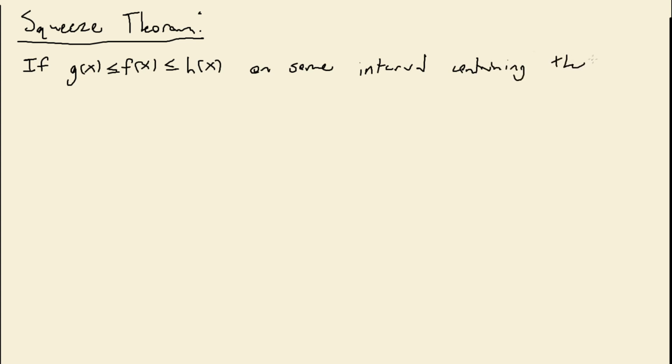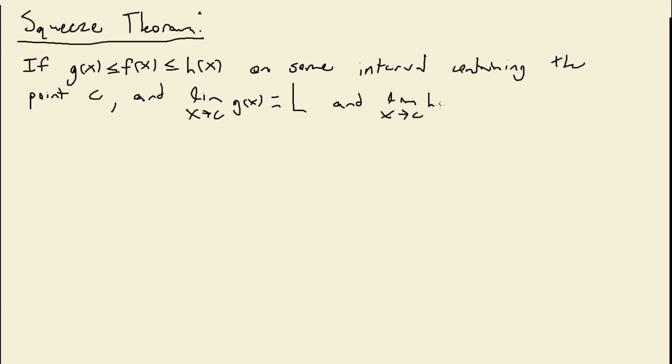It says that if the value of some function g of x is always less than or equal to the value of some other function f of x, which is in turn less than or equal to another function h of x, on some interval containing the point C, and the limit as x approaches C of g of x is equal to some value L, and the limit as x approaches that same point C of the function h of x is also equal to L, then we know that the limit as x approaches C of f of x is also going to be equal to L.